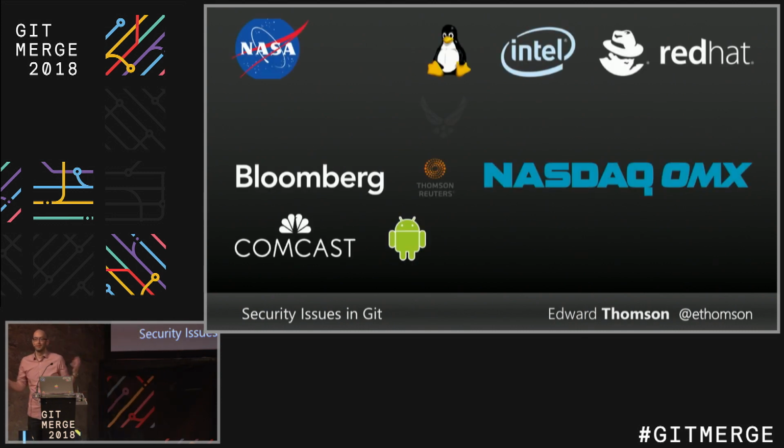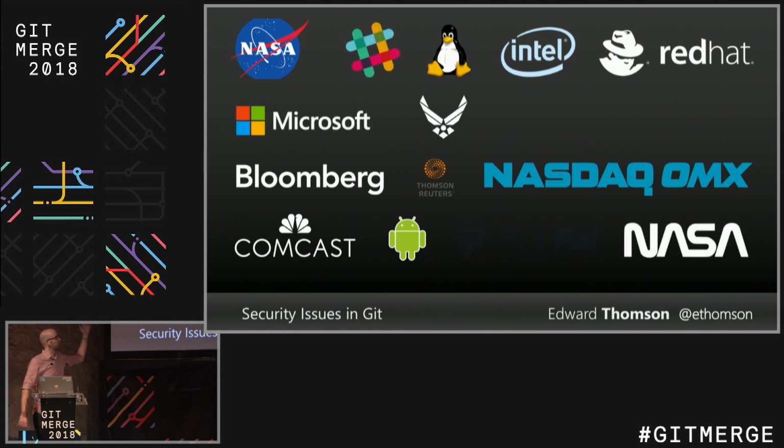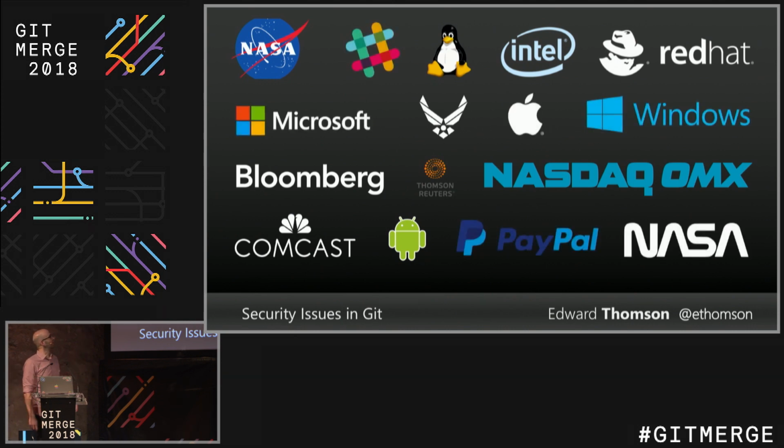It runs the American stock market. NASDAQ uses it. It runs the operating systems that we put in our pockets. Android and Apple are both using Git. I now realize that NASA's actually up here twice, but you know what? If you put rockets in space, I think you get double billing. But they're using Git, and I want the rockets to go up and not come back down.